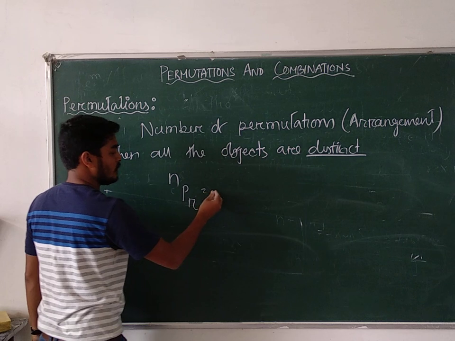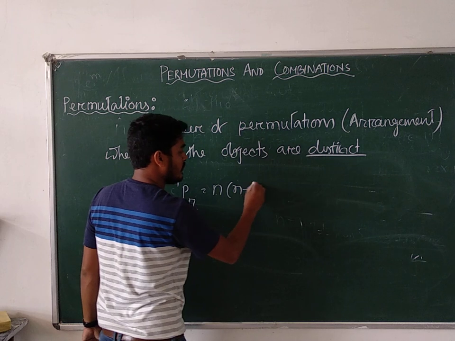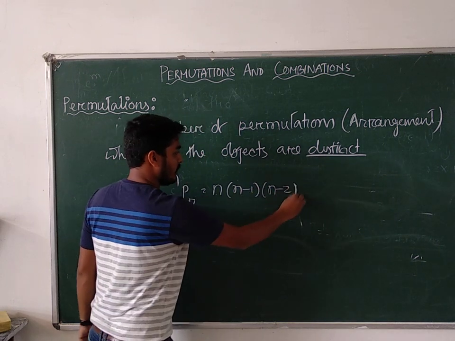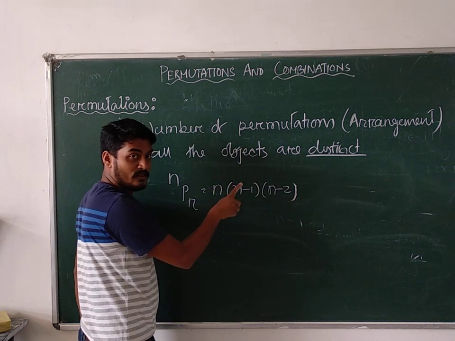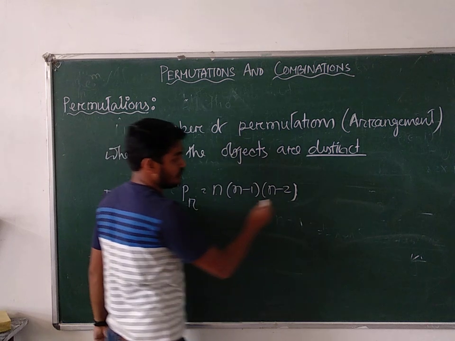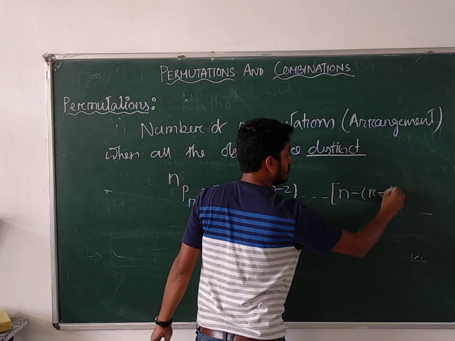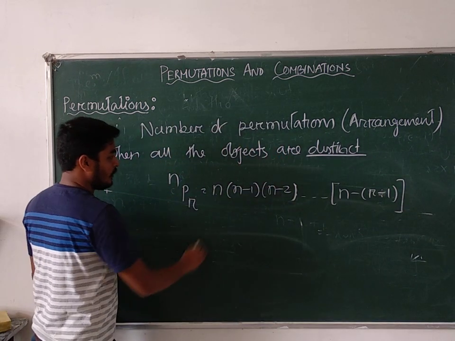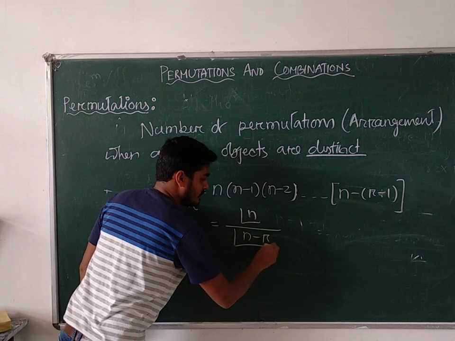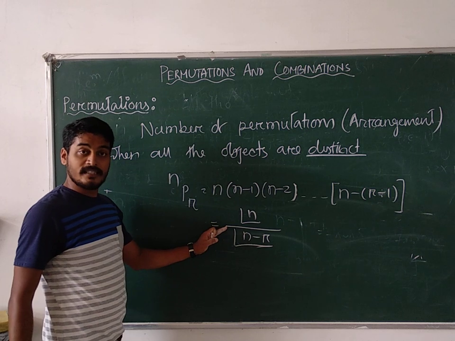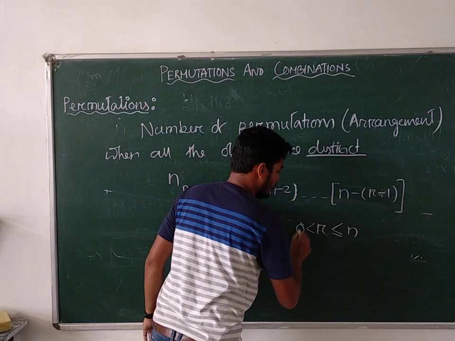nPr is equal to what? In two different ways you can easily find it out. n into n minus 1, into n minus 2, and so on. Remember, in decreasing order starting from n, how many terms you have to write down? r terms you have to write down. What about the last one? n minus r plus 1. Or you can easily write nPr is equal to factorial of n divided by factorial of n minus r. We will try to apply this formula only. But a limitation is there: r should lie between 0 and n.